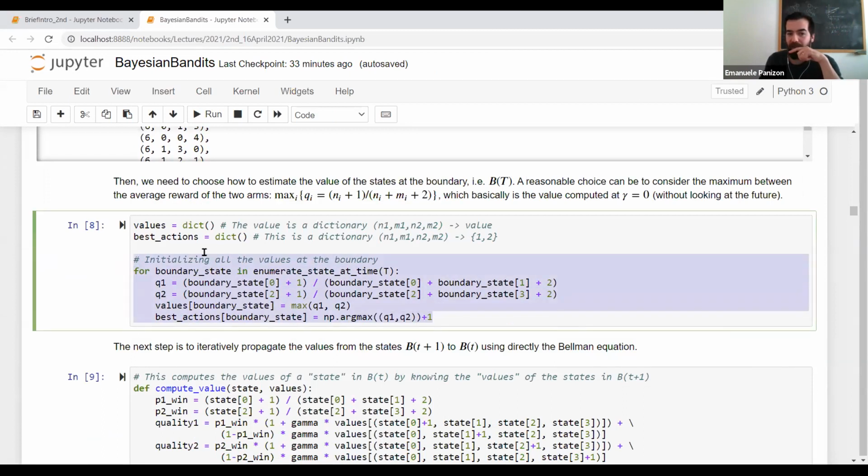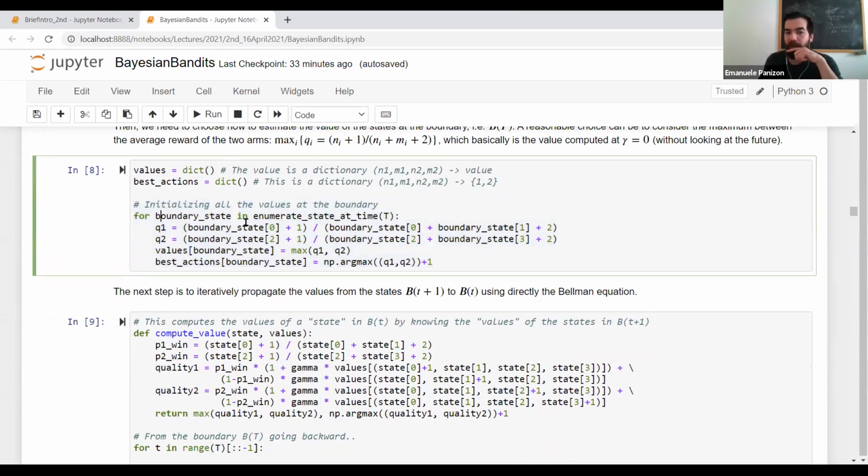And this is done here. So if I enumerate all the states at the boundary, so sum over integer t, and for all the states, I just evaluate what is the probability of success given arm 1, the probability of success given arm 2. And I say, you know what? I define the value, which is wrong, but it's a good approximation. But again, the error will be diluted going back. And the value is just the best of the two actions.